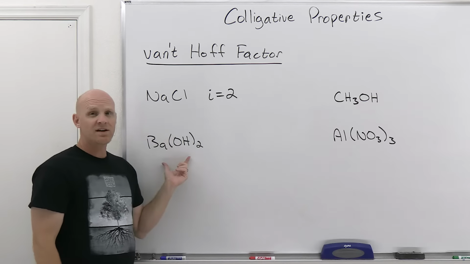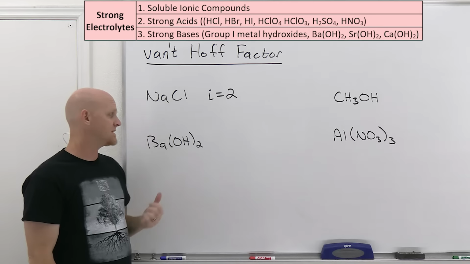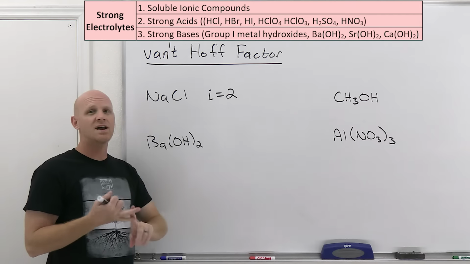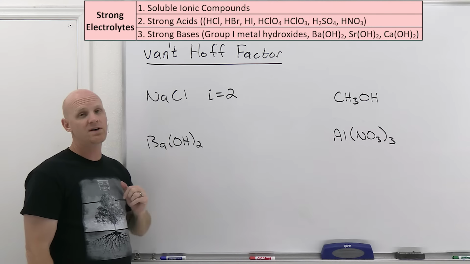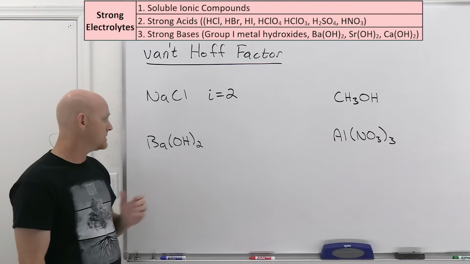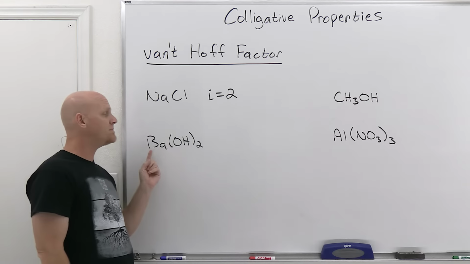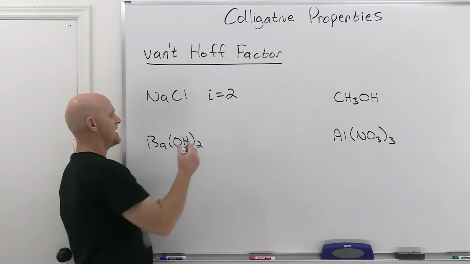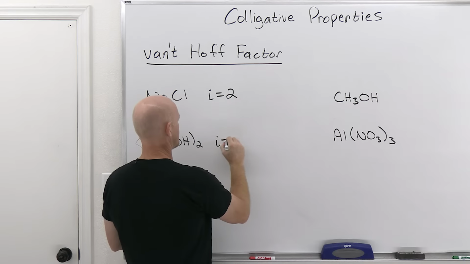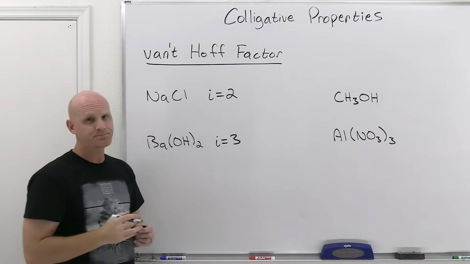Now, barium hydroxide is a strong base. And in this case, your strong bases were LiOH, NaOH, KOH, RbOH, CsOH, Ba(OH)2, Sr(OH)2, and Ca(OH)2. And in this case, when it dissociates, you get 1 barium, you get 2 hydroxides. That's a total of 3 ions. And so the Van't Hoff factor would equal 3.